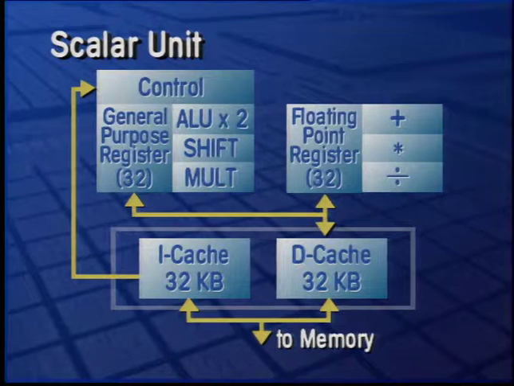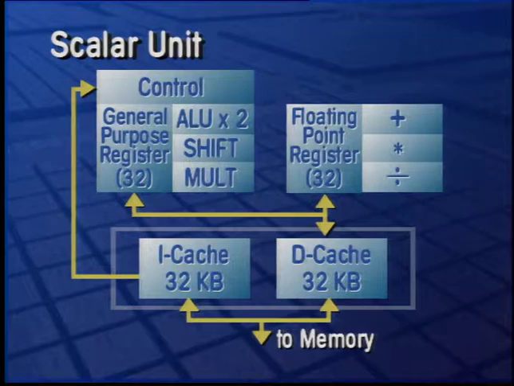executed at a time. The scalar unit is equipped with 32 general purpose registers and 32 floating point registers, and also 64 kilobytes of cache memory, 32 kilobytes of which are for instructions, and the other 32 kilobytes for the data. There's also a direct data path between scalar registers and the vector unit.